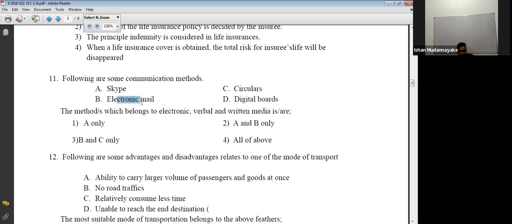But Skype, electronic, yes. Verbal, yes. We exchange verbal communication as well as written communication. Now Skype is the answer, A only. Okay. Sometimes in the exam, WhatsApp, Viber maybe. WhatsApp is electronic, verbal and written. Viber is also the same. So for question number 11, the answer is the first one, A only.